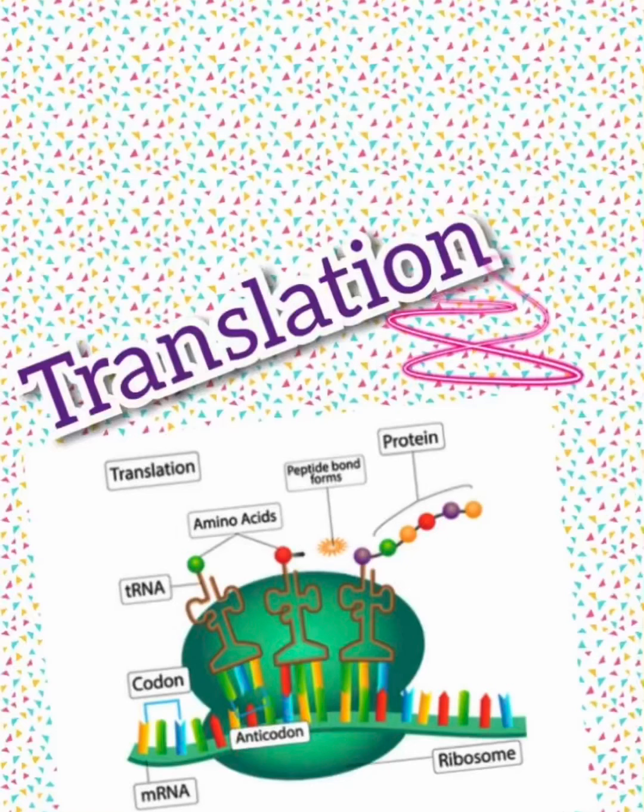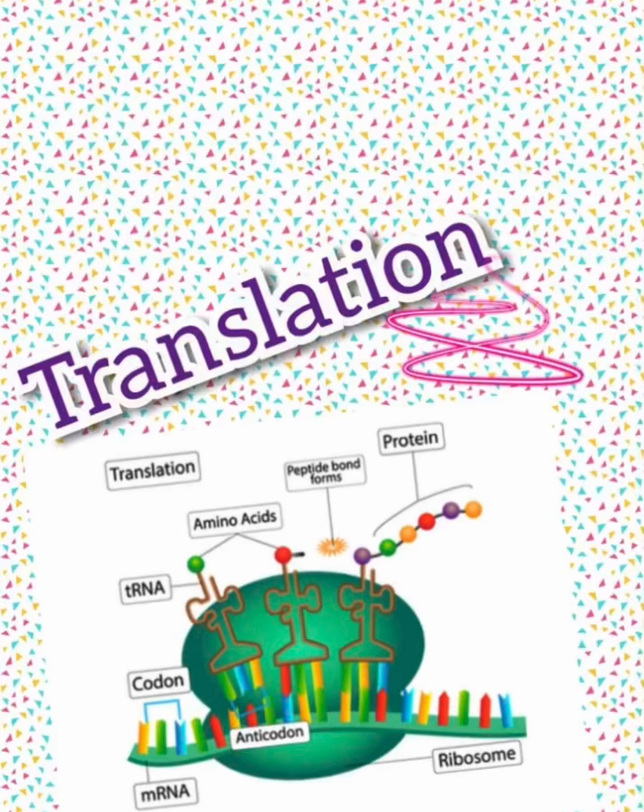Translation. The newly synthesized messenger RNA contains information in the form of codons. A codon is a sequence of 3 DNA or RNA nucleotides that correspond with a specific amino acid. Since these codons are 3 nucleotides, they are called triplet codons.